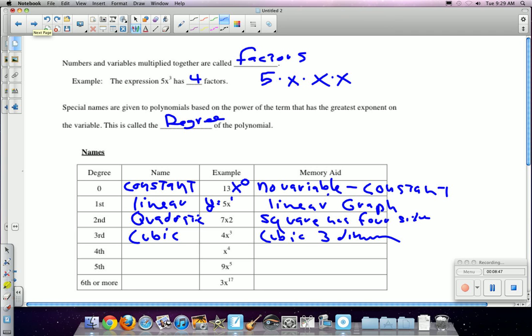Okay. And then after that, there is quartic and quintic, but I just want you to say 4th degree, 5th degree, and so on. Okay. So for example, this one we would say it's a 17th degree one.